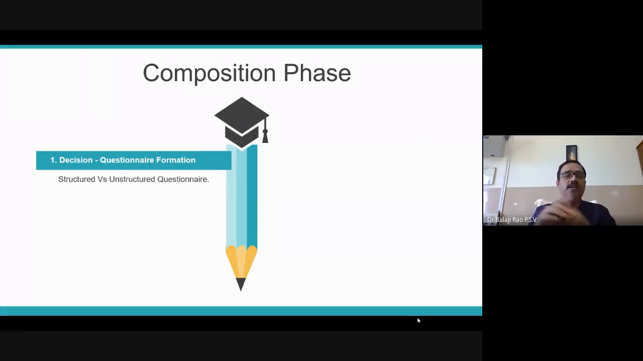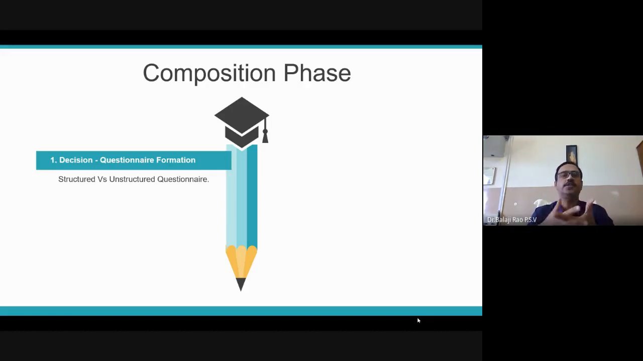In fact, some scholars raise the question: how do we quantify unstructured questionnaires? Again, there is a technique in which you quantify each and every open response. We will also come across that during our case study presentation.